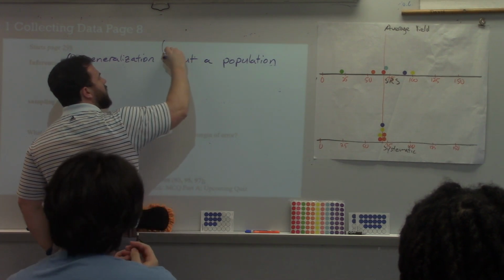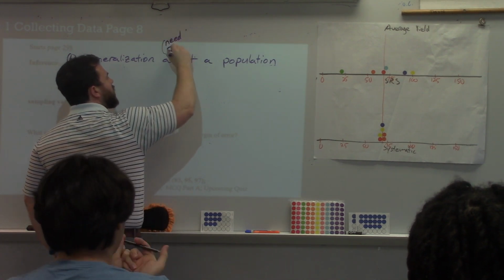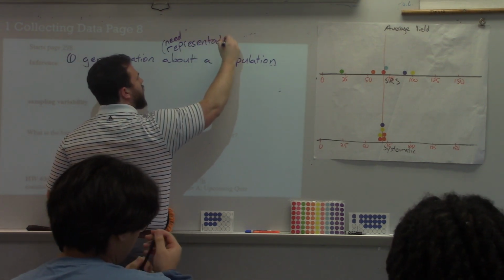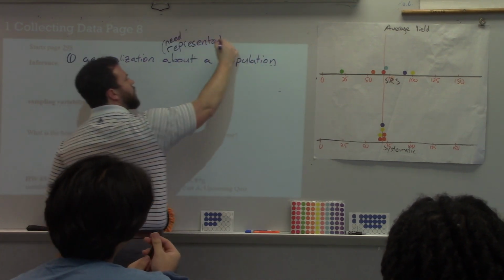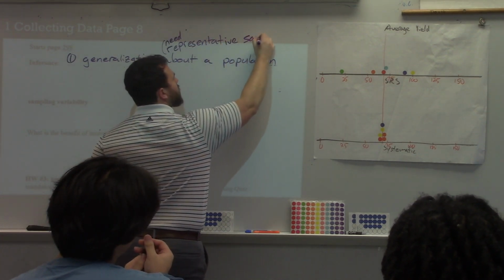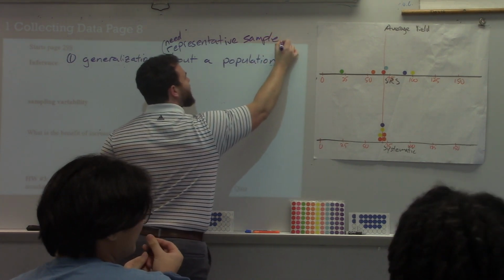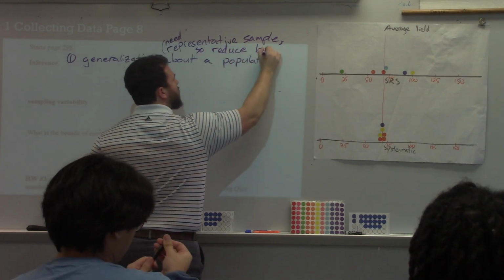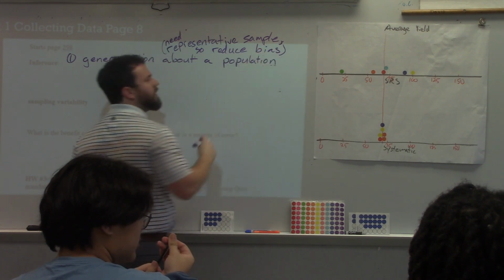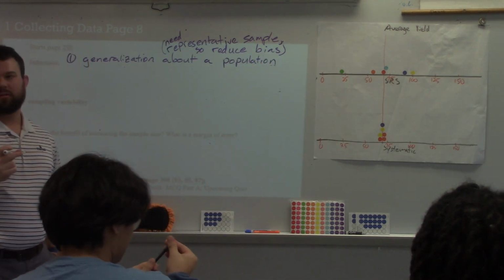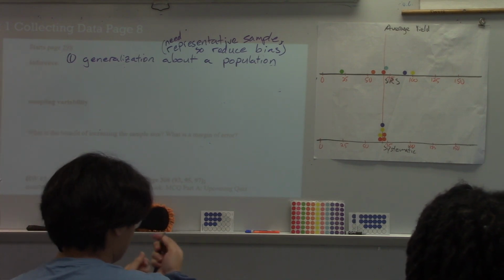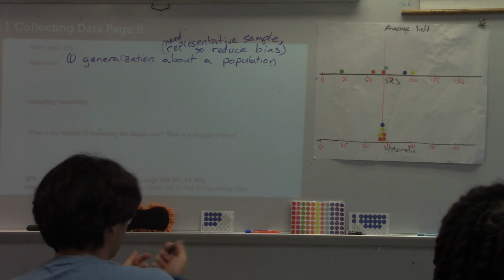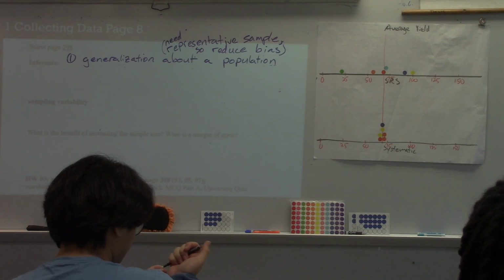We need representative samples. What do we have to reduce in order to get a representative sample? Bias. So we reduce bias. Remember, bias is the idea of missing the mark, not the spread. The idea of bias is missing the mark. We need representative samples, so we reduce bias.